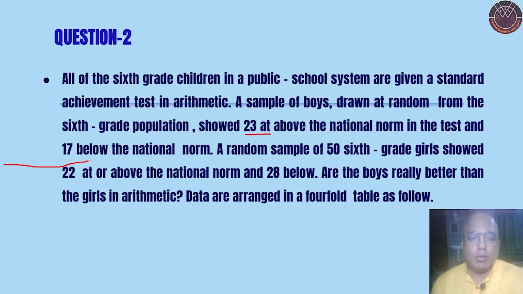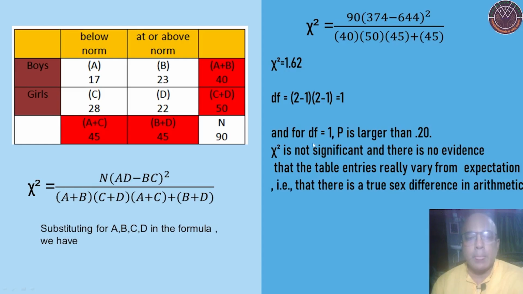A random sample of 56 6th grade girls showed 22 at or above the national norm and 28 below. Are the boys really better than the girls in arithmetic? So total boys were 23 plus 17, which is 40, and girls is 50. So in 50, this is the distribution. Once you see the table, you will understand better. So this is the table, you can see.